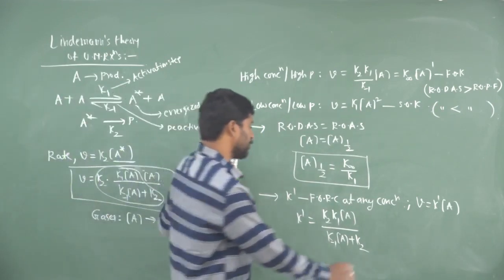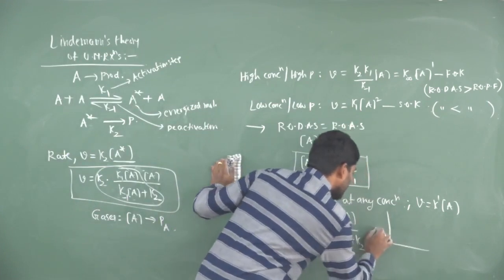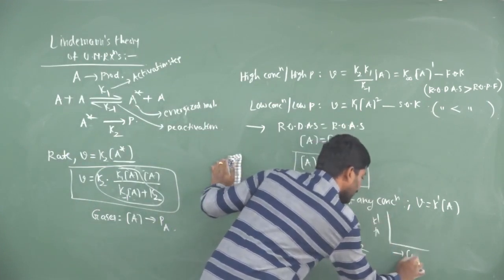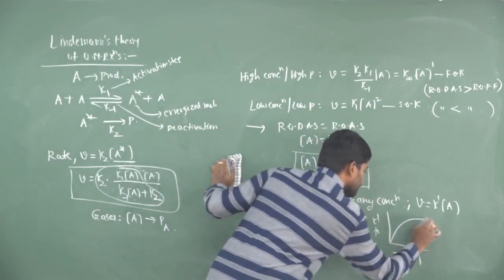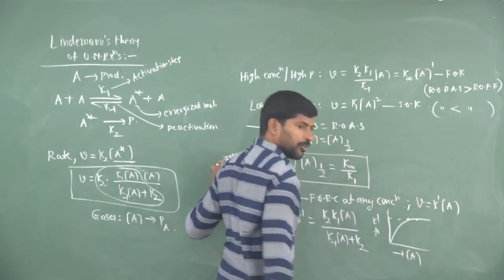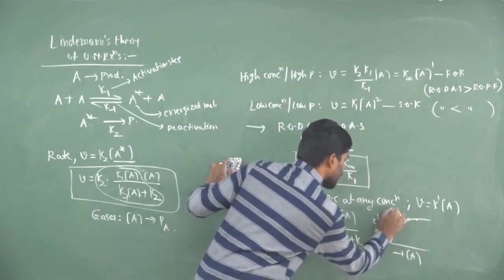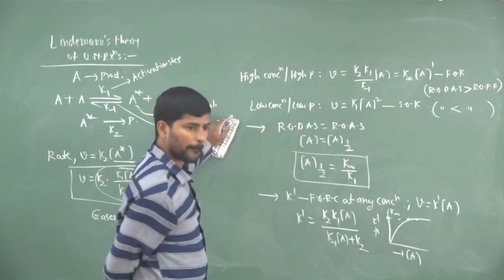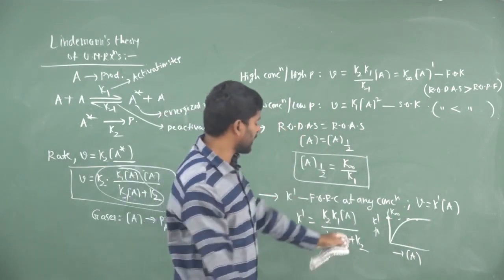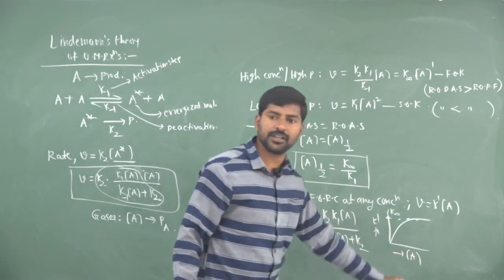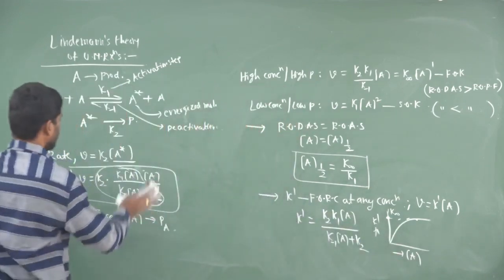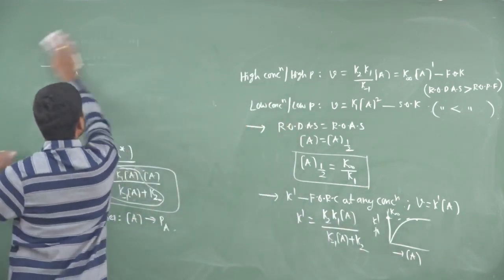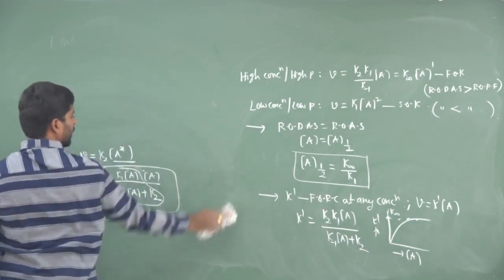If you consider K dash as the first order rate constant under any conditions, then this is the expression for K dash. If you plot a graph between K dash versus concentration of reactant, we will get a hyperbola type of graph. This is nothing but K infinity. This is the non-linear relation we have between first order rate constant and concentration of reactant.